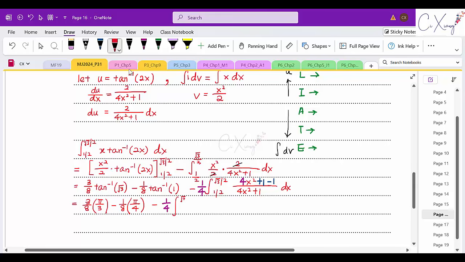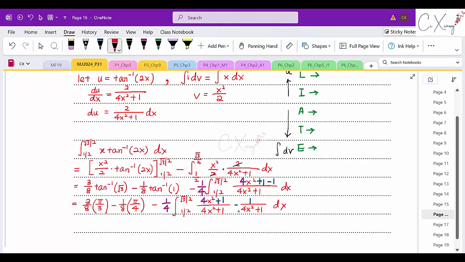Okay, so next step is, after I do the adjustment, I want to separate my fraction into this one. Separate the improper fraction into the proper fraction, where I will be having 4 times x squared plus 1, divided by 4x squared plus 1. After that, minus 1 over 4x squared plus 1. So this is how we separate it, how I change an improper fraction into a proper fraction.